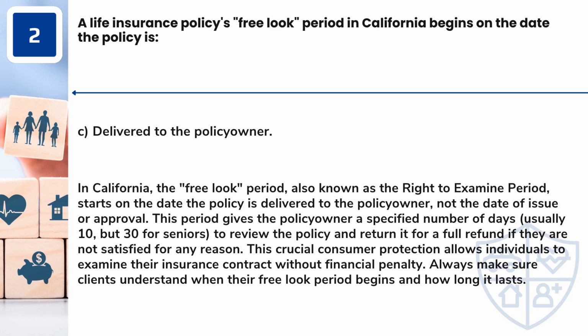Answer: C. Delivered to the policy owner. In California, the free look period, also known as the right to examine period, starts on the date the policy is delivered to the policy owner, not the date of issue or approval. This period gives the policy owner a specified number of days, usually 10, but 30 for seniors, to review the policy and return it for a full refund if they are not satisfied for any reason. This crucial consumer protection allows individuals to examine their insurance contract without financial penalty. Always make sure clients understand when their free look period begins and how long it lasts.